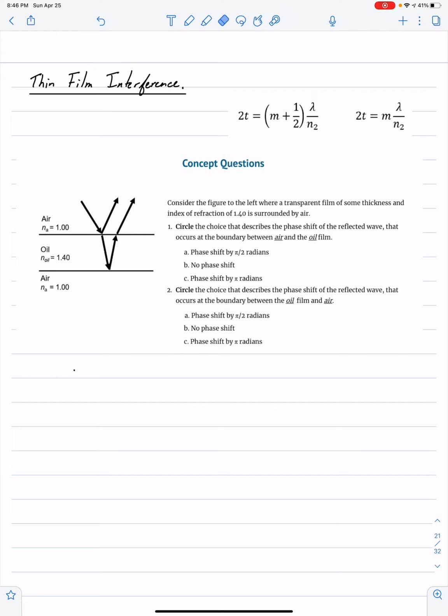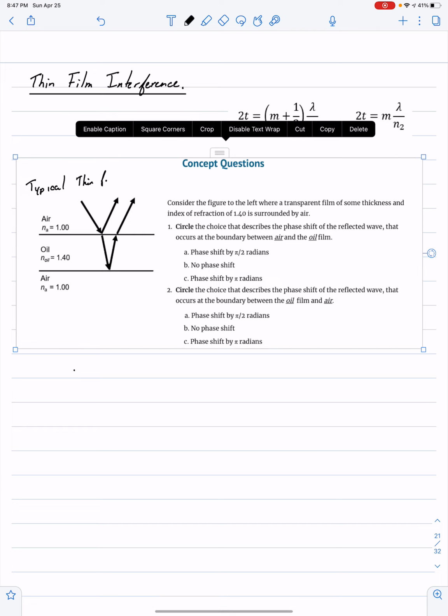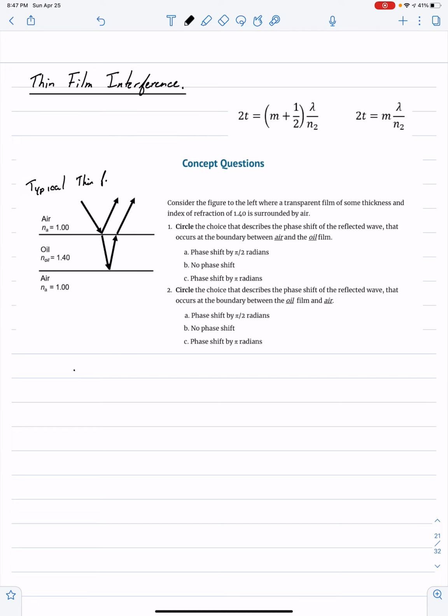Film interference. Film interference is an analysis of the wave interference when light is incident on a thin film. What you see here is a typical thin film scenario, and I found it from your concept questions on your course website.